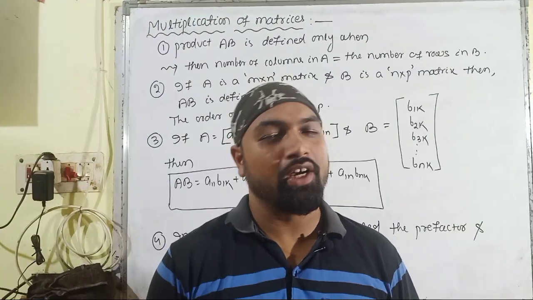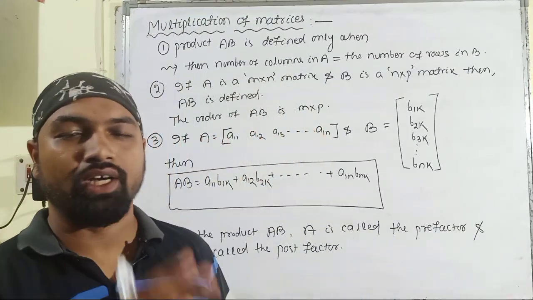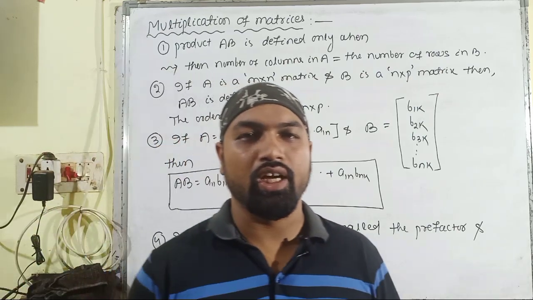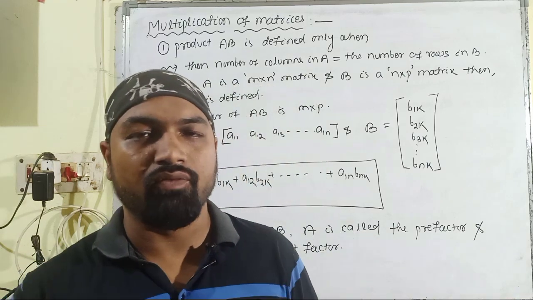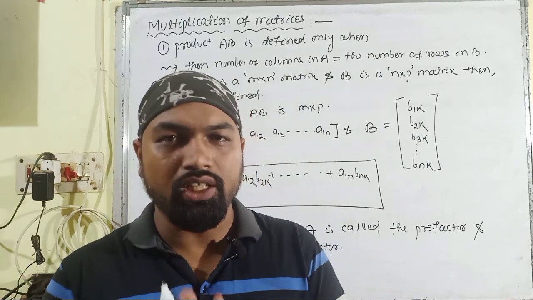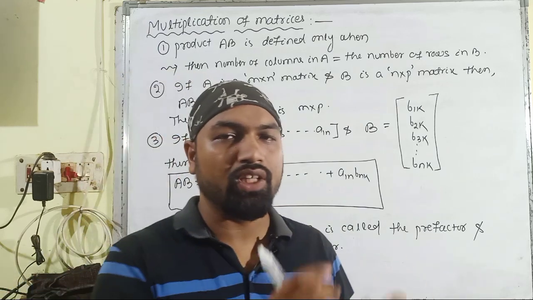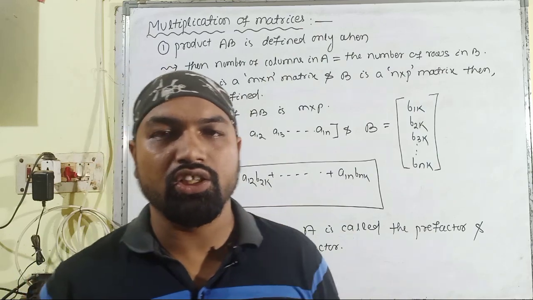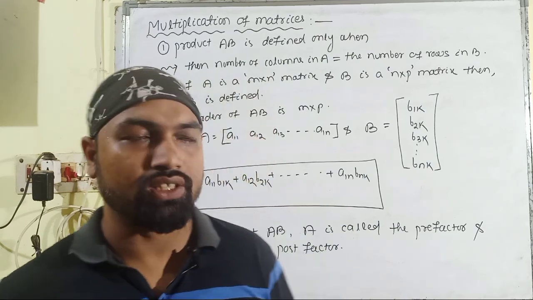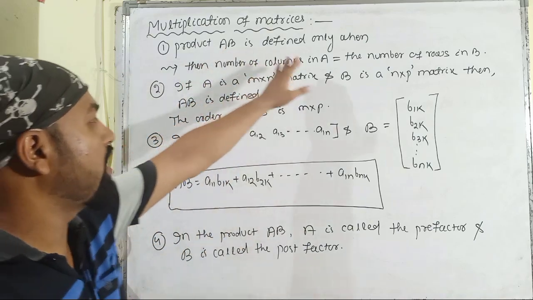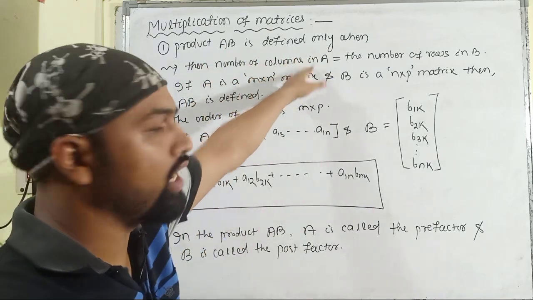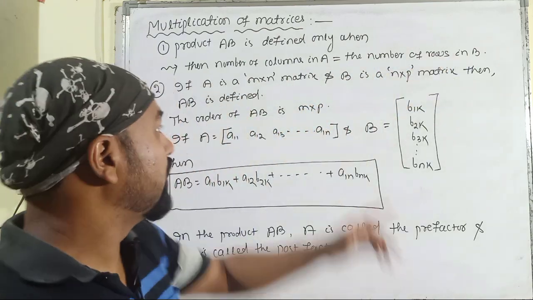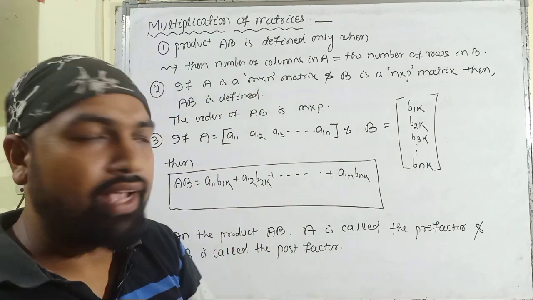Now let us discuss matrix multiplication. We have to consider two matrices and find the multiplication of these two matrices. But the question is, in which condition can we multiply the two matrices? The condition is, if the number of columns of the first matrix is equal to the number of rows of the second matrix, only in this condition can we multiply the given two matrices. So the product AB is defined only when the number of columns in A, the first matrix, is equal to the number of rows in the second matrix B. That is, AB exists here.